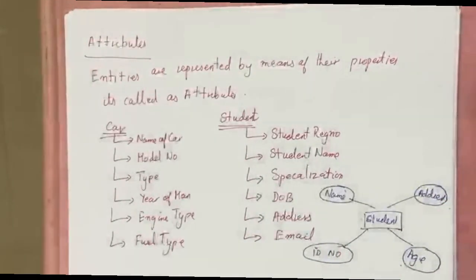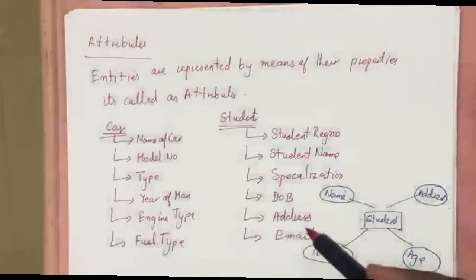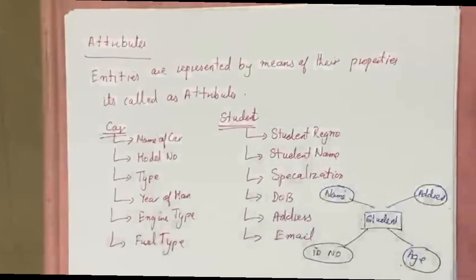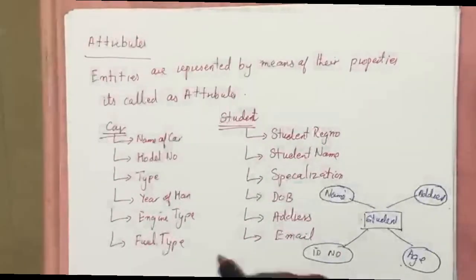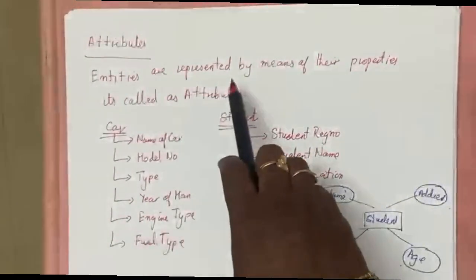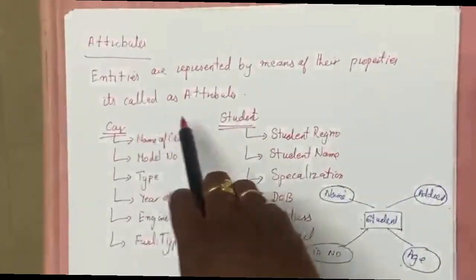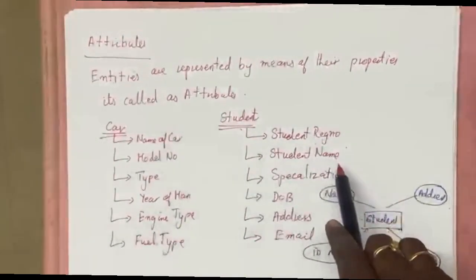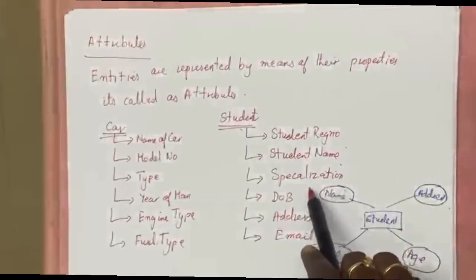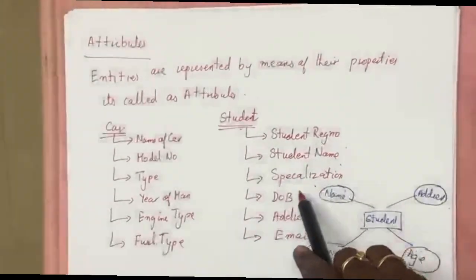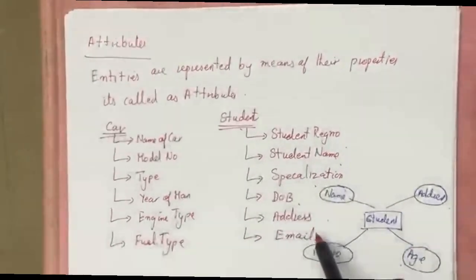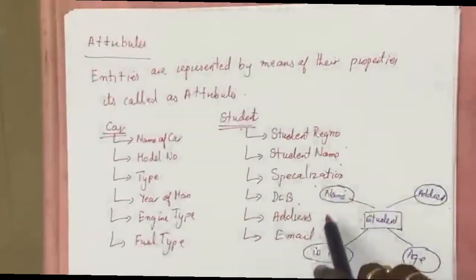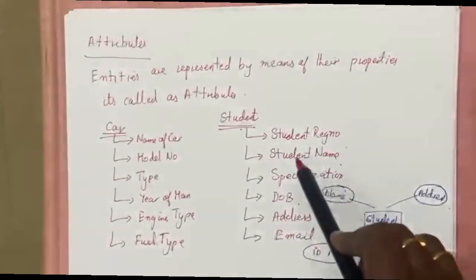If you see, there will be students in each and every class. Each and every student will commonly possess information or the so-called properties, which are known as attributes. Entities are represented by means of properties called attributes. For a student, register number is an attribute. Name of the student, the specialization that student has opted, the date of birth, address and email ID, all of these are part of the student entity.